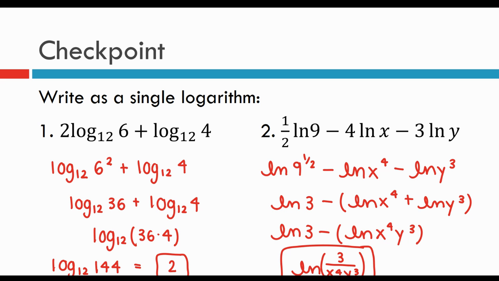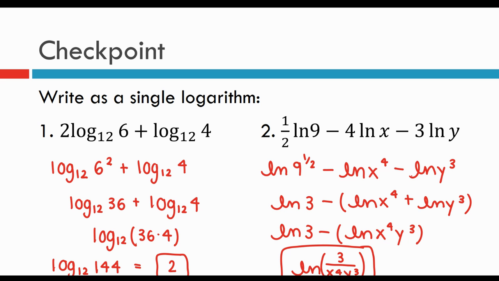In the second problem, notice that I moved all of those numbers out in front of the natural logs back to being exponents. If you notice that 9 to the 1/2 power is really the same thing as the square root of 9, which was something that I could simplify. So that's why it turned into the natural log of 3.